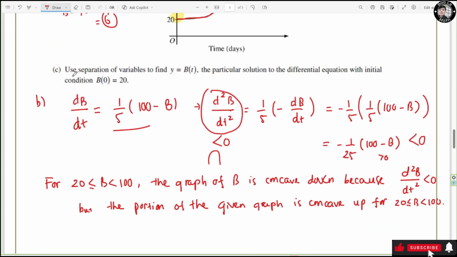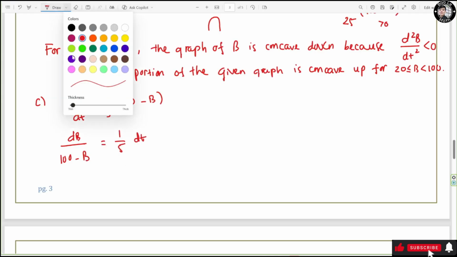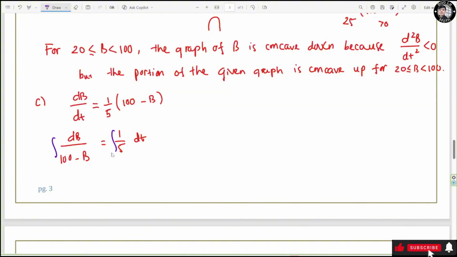Now let's move on to question C. Use separation of variables to find y equals B of t, the particular solution to the differential equation with initial condition B of 0 equals 20. Alright, so basically you divide both sides by 100 minus B and multiply both sides by dt. So we have dB over 100 minus B equals 1 over 5 dt. Now we're going to integrate both sides.